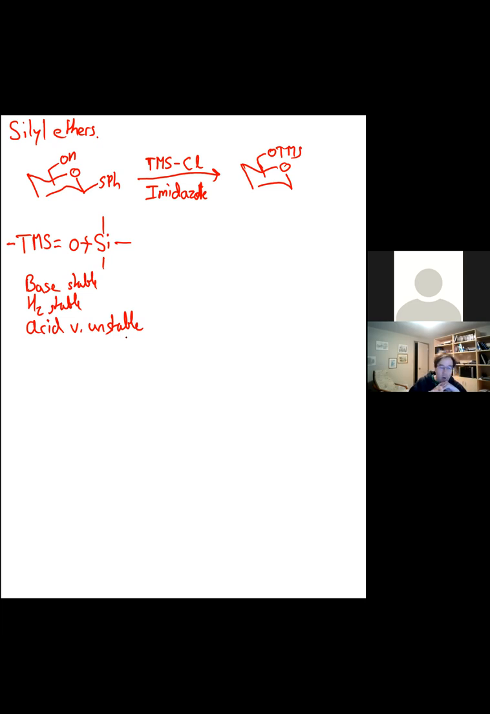So what we're often doing is we're going to switch to a slightly more stable version of this. So what we'll see more often is TES. This is one I really like. That is triethylsilyl. So I'm just going to put TMS up here. Delete the chloride.